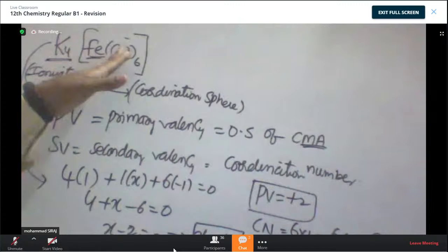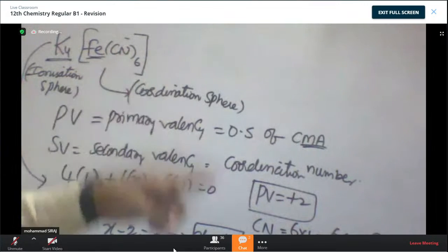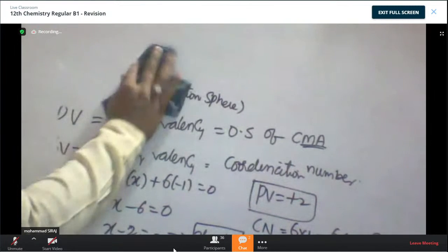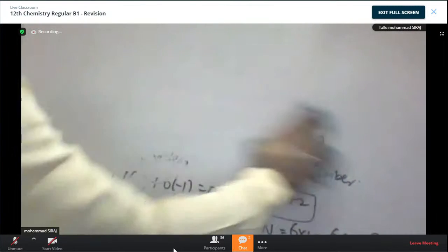See how many ligands. How many monodentate ligands are there? That is called the coordination number. I'll write one more thing. You tell me now. I'll write one more example.